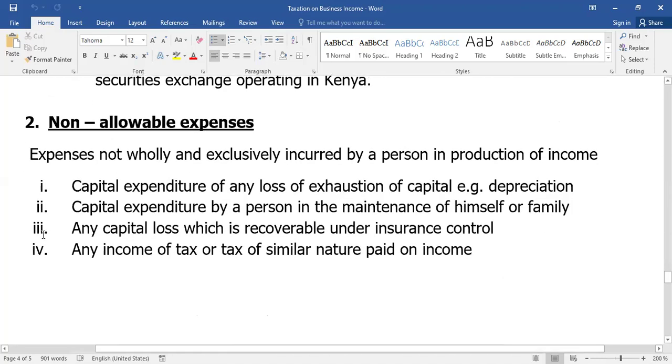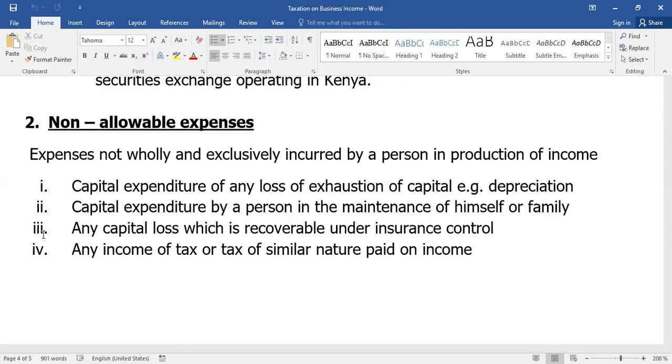Number one, we talk about capital expenditure or any loss of capital. And I remember I talked about depreciation disagreeing with the Income Tax Act. As per the International Financial Reporting Standards, we recognize depreciation as part and parcel of the allowable expenses of the business. But when it comes to taxes, we disallow it.